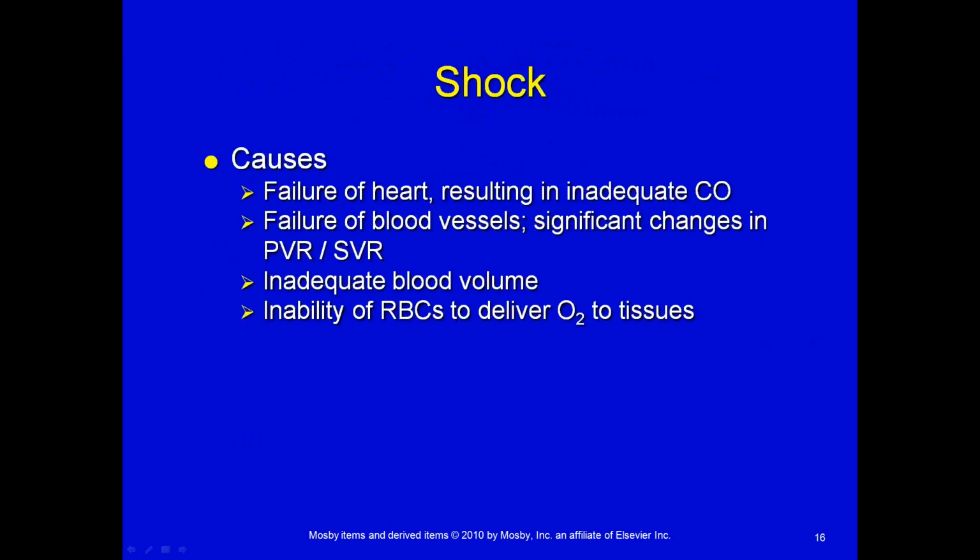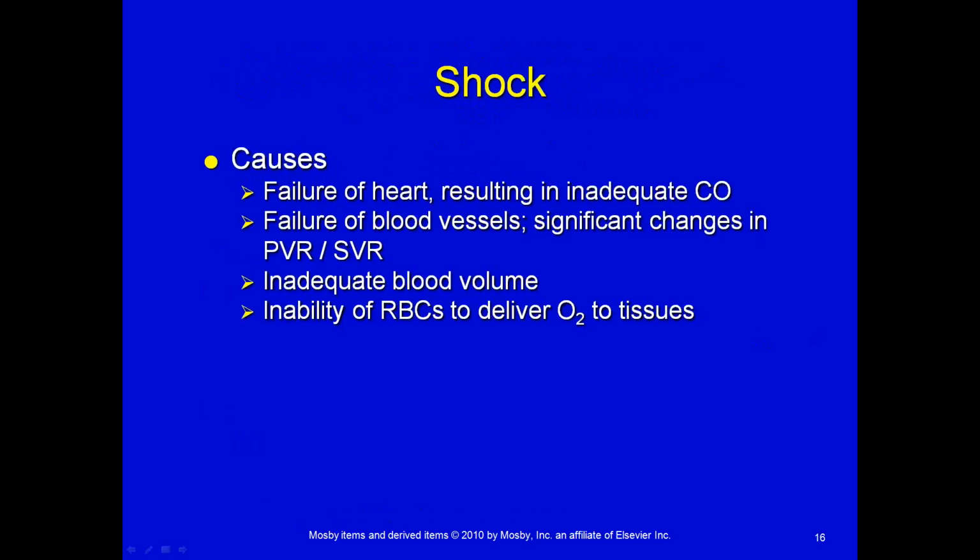So shock, as we had mentioned, is a state of inadequate tissue perfusion, and it can be the result of failure of the heart, so you don't have an adequate pump. It could be failure of the blood vessels, in other words, they fully dilate. It could be loss of blood volume, and it also could be related to the inability of red cells to deliver oxygen to the tissues, and that's called offloading. And offloading occurs at the capillary level, where the red cells are supposed to offload those oxygen and nutrients to the individual cells.